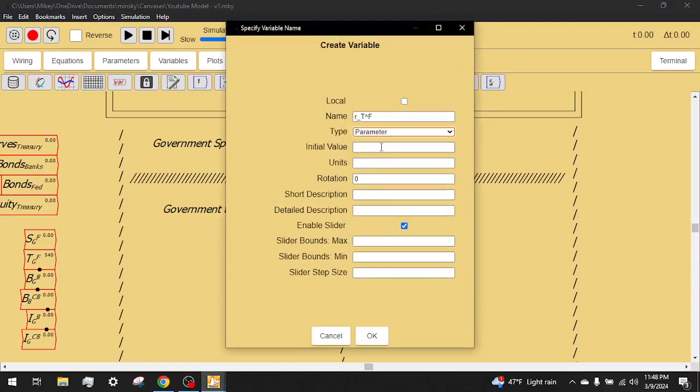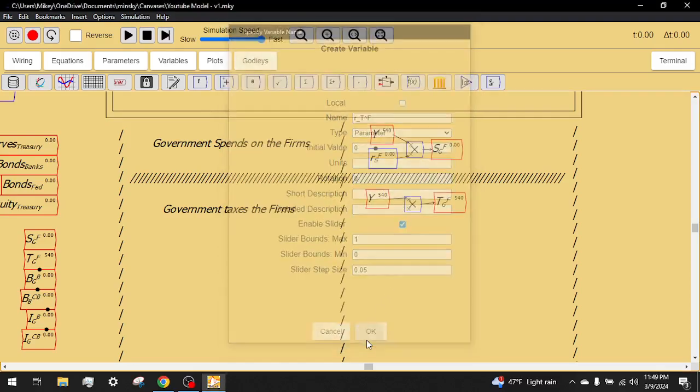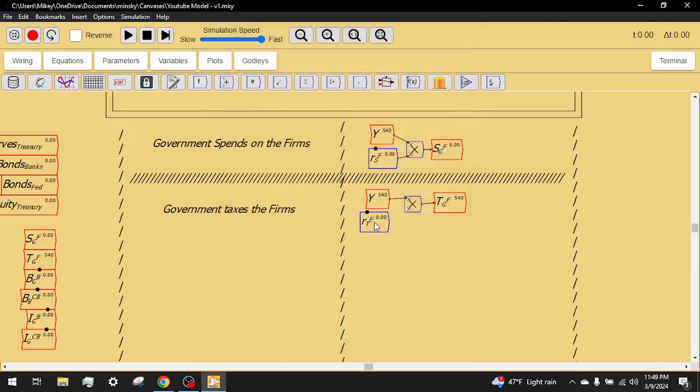This is also going to be a parameter. I'm going to have it start at 0. Imagine that, a 0% tax rate. Max will be 1, minimum will be 0, and I'm also going to go in increments of 5%.